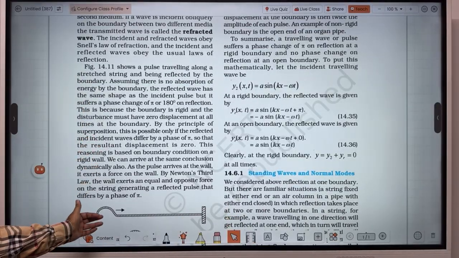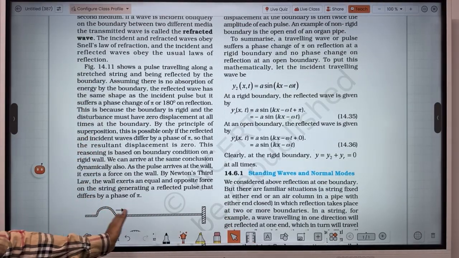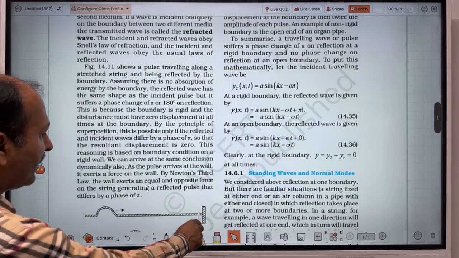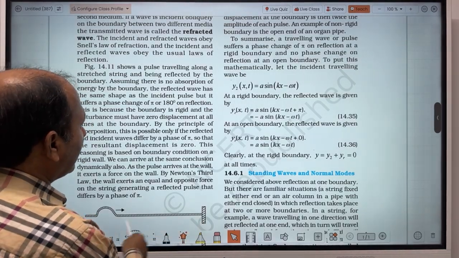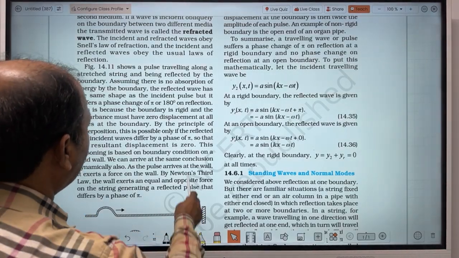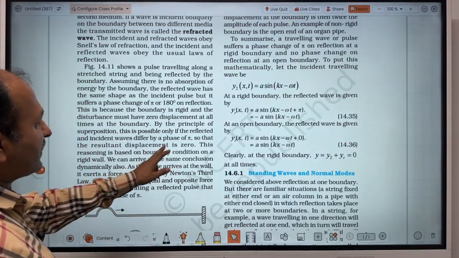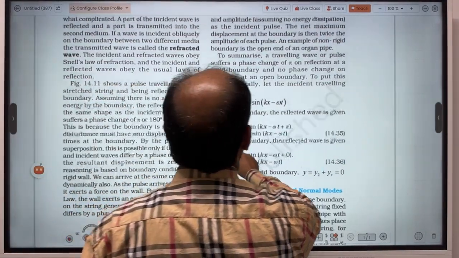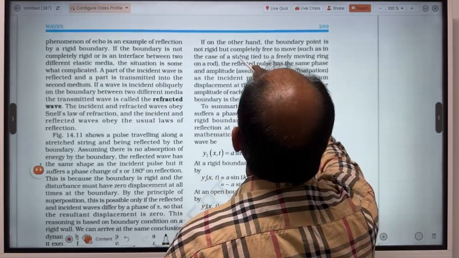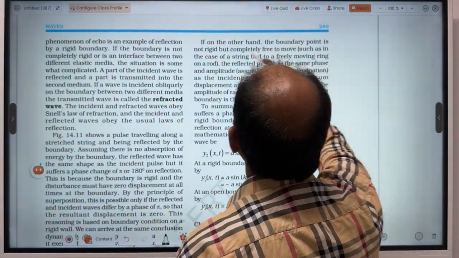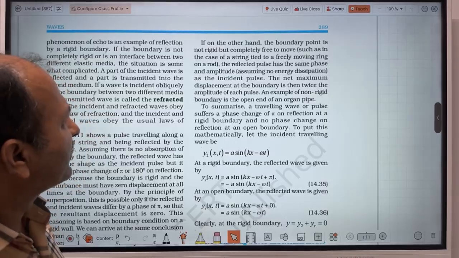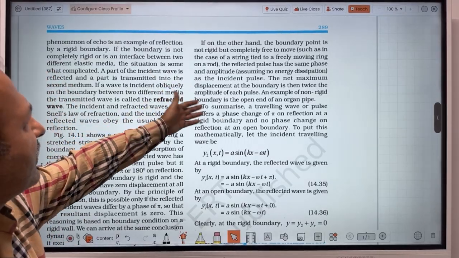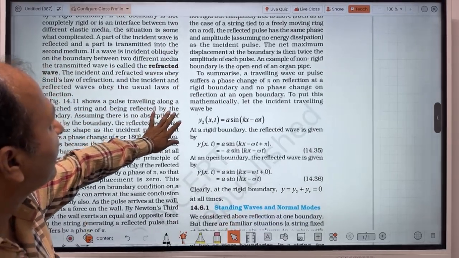Then here, a pulse is shown, and this is a rigid wall. So from here it will get reflected and then it will have a phase difference of pi, right? So this is the basic point. Now if, on the other hand, the boundary point is not rigid, then what happens? Then the phase difference will not be added, right?